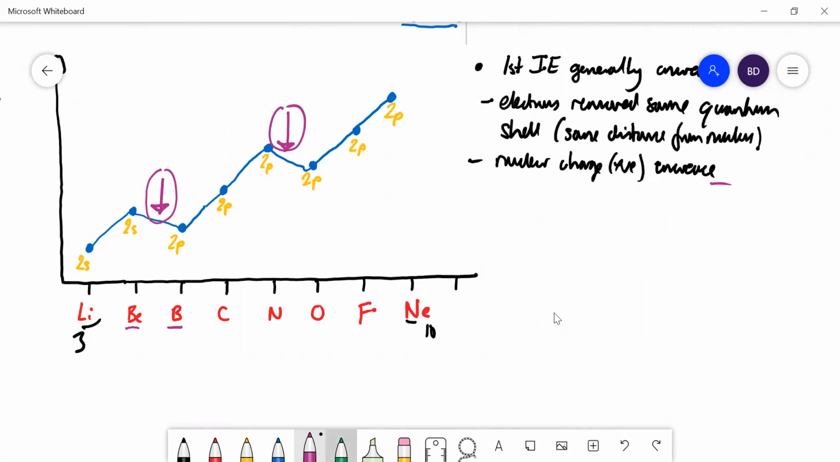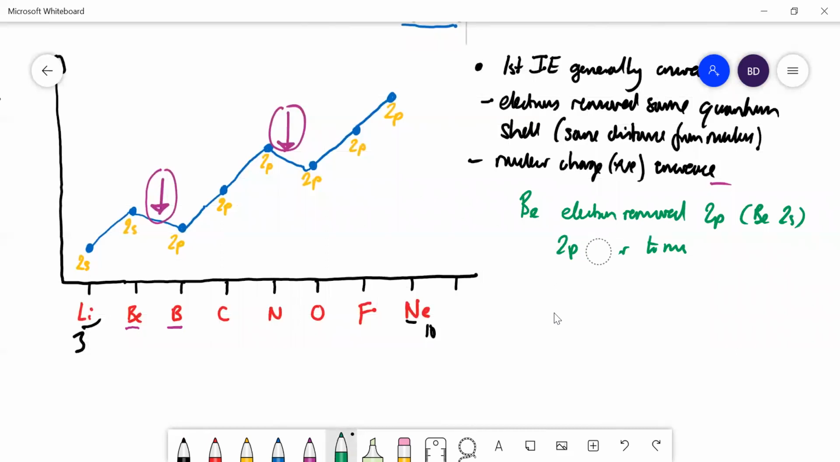So we're going to say boron is lower because the electron is removed from 2p, and for beryllium it's from 2s. And I think we need to say that 2p is ever so slightly further away from the nucleus than 2s, or you could say it's higher in energy. That would be fine to say that. And so you don't need quite as much energy to remove it.